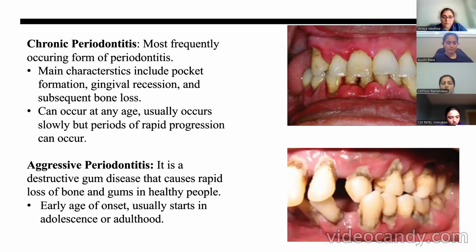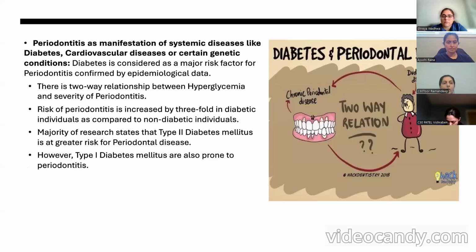It has early age of onset and usually starts in adolescence or adulthood. Next slide, please. Now, periodontitis as manifestation of systemic diseases like diabetes, cardiovascular disease, or certain genetic conditions.